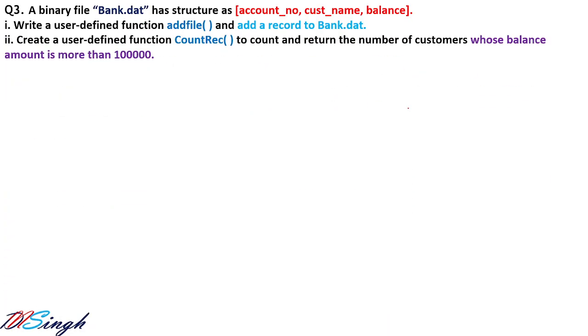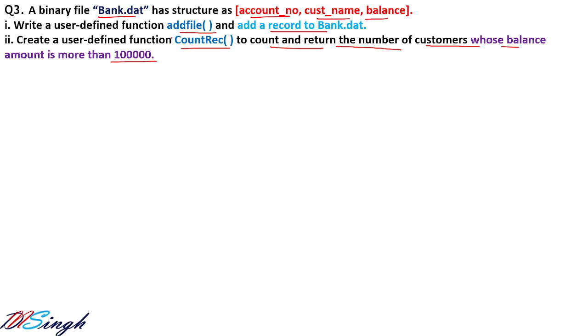Moving to the next question, this is the third question, where we have a file called bank.dat, which has a structure of account number, customer name, and balance. Write a user-defined function add file to add records to the bank.dat, and create a user-defined function count record to count and return the number of customers whose balance amount is more than 1 lakh. Okay, fine. So first we are going to add.